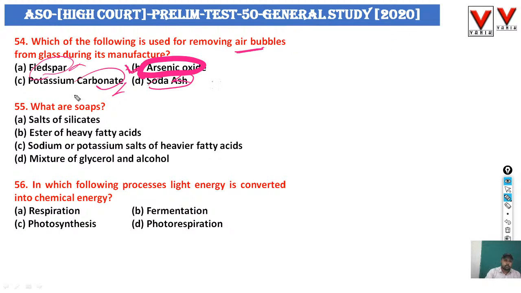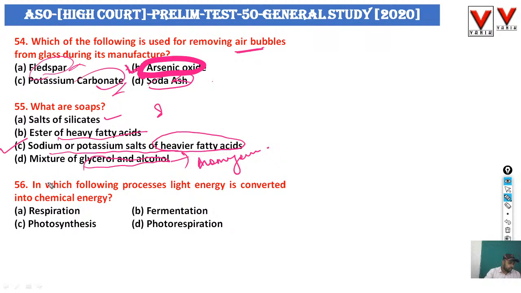Moving to question number 55. What are soaps? Soaps are a straightforward question. They are sodium or potassium salts of heavy fatty acids. So the answer is option C. Salts of silicates, no. Ester of heavy fatty acids, no. Mixture of glycol and alcohol, no. A glycol and alcohol mixture will simply give you a homogeneous mixture, and no significant substance is found out of it. So the answer to this question is option C.